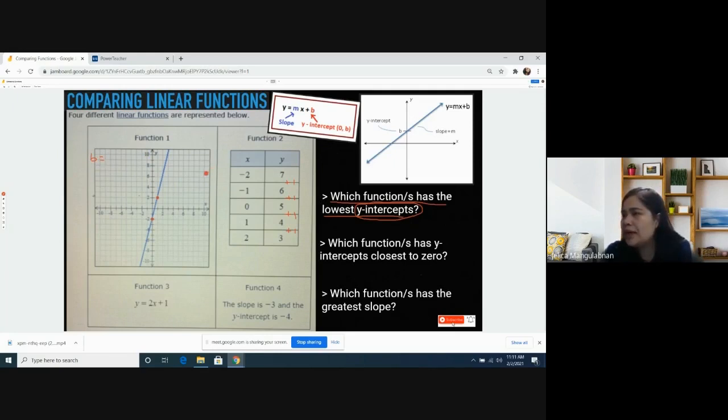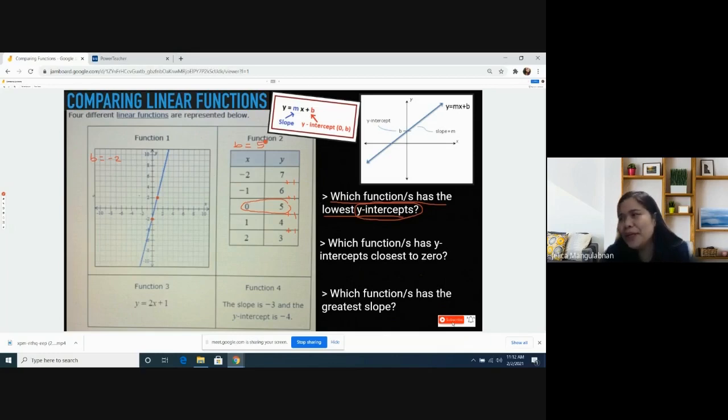Okay. The question first is, what is the y-intercept in function 1? Function 1, good job. So the y-intercept is -2. Next, how about in function 2? What is the y-intercept in function 2? Is it easy to identify the y-intercept in function 2? Of course, yes. If the value of x is 0, the y-intercept is the value of your output. So the y-intercept is +5. Good job. Very good. So the y-intercept in function 2 is +5.